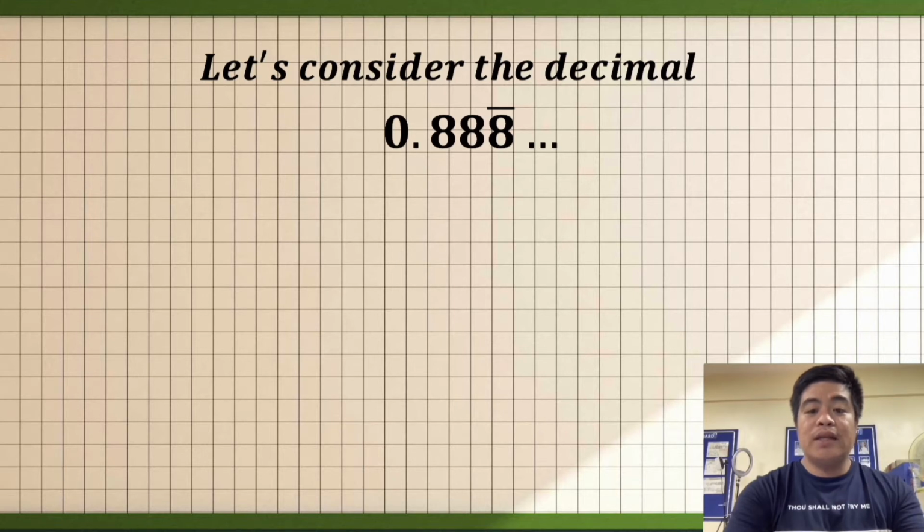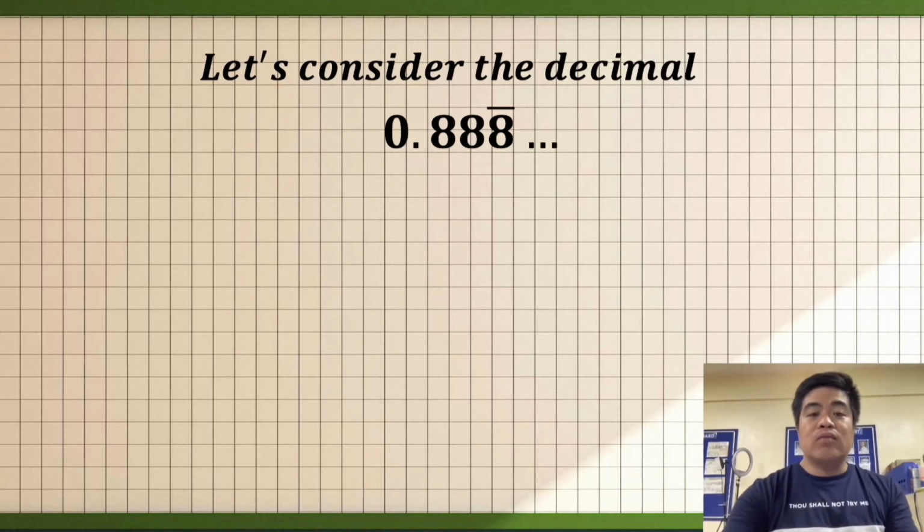Let's consider the decimal 0.88888 and so on. It's a repeating non-terminating decimal. Repeating kasi paulit-ulit ang 8, nagre-repeat. Non-terminating kasi infinitely many 8s. So, based sa pattern na nakita natin kanina, we can say that equivalent siya ng 8 over 9, or 8 ninths.